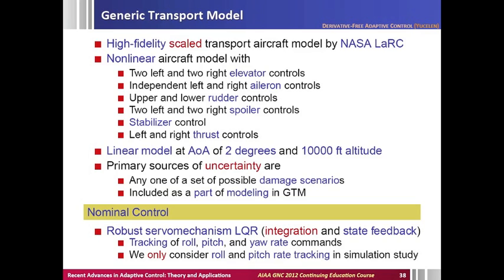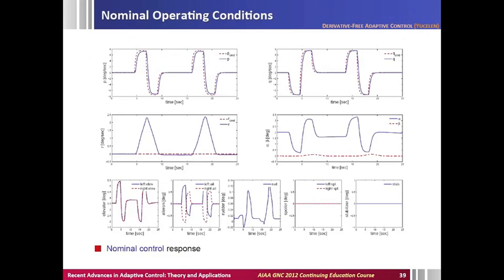So the nominal controller, basically, as I mentioned, we are going to augment a robust controller with the adaptive controller. So we used a robust servomechanism LQR. Basically, it has integral action, and it's a state feedback controller. We like tracking of roll, pitch, and yaw rate commands. And for the simulation, we only consider roll and pitch rate command tracking.